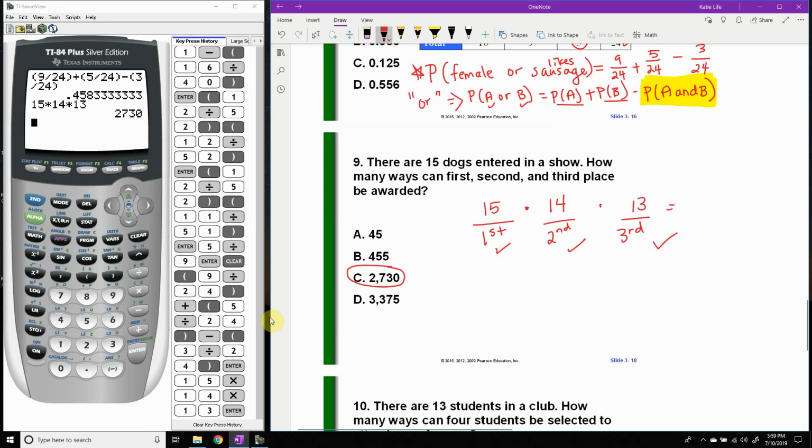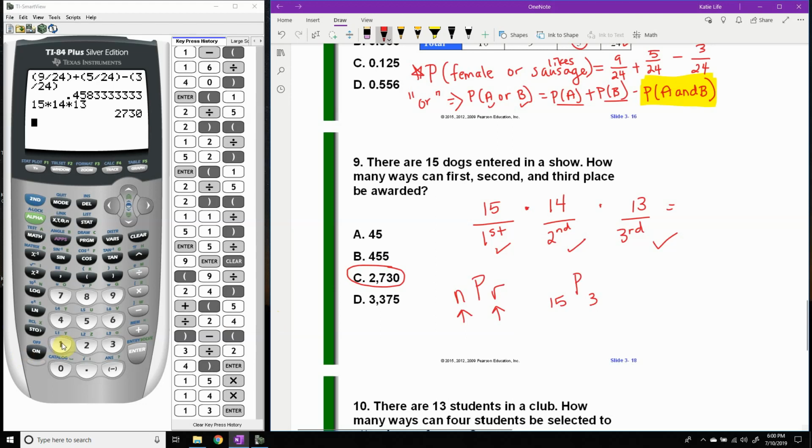We might also recognize that this is a permutation kind of problem. I've got n things that I'm trying to fill r places. Your calculator will calculate permutations very quickly and very easily for you. This is how we do it. nPr. You enter in the total number of ways that something can happen, and then you enter in the total number of positions that need filled. So in this instance, I've got 15 dogs, and I want to permute them into 3 different spots.